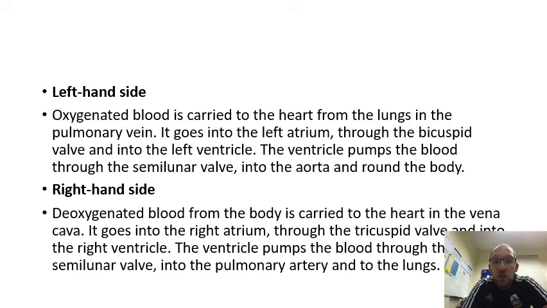The right side of the heart, deoxygenated blood from the body is carried to the heart in the vena cava. It goes into the right atrium, through the tricuspid valve, and into the right ventricle. The ventricle pumps the blood through the semilunar valve into the pulmonary artery and to the lungs.